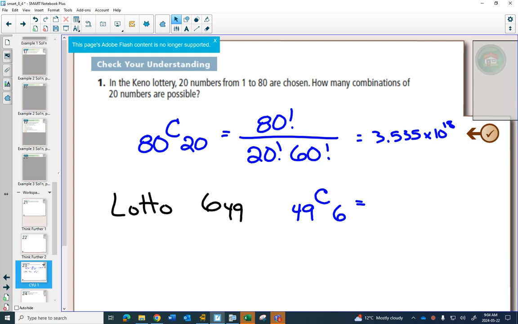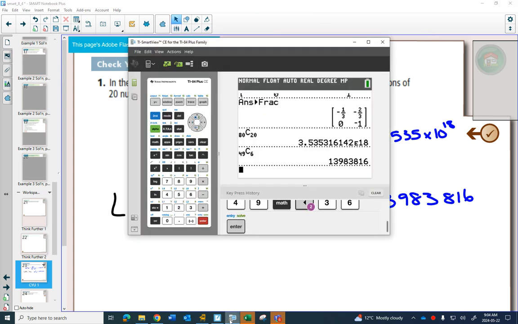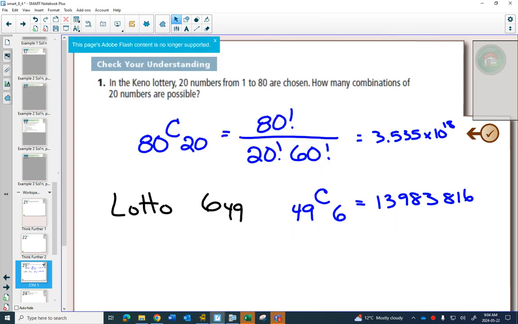13983816. Just under 14 million. And I think tickets are, what, $2 each? I don't know. I don't buy the lottery because I've done the math, and I know that the best outcome of playing the lottery is I will lose my money. But I will tell you why sometimes playing the lottery is still worth it for you.